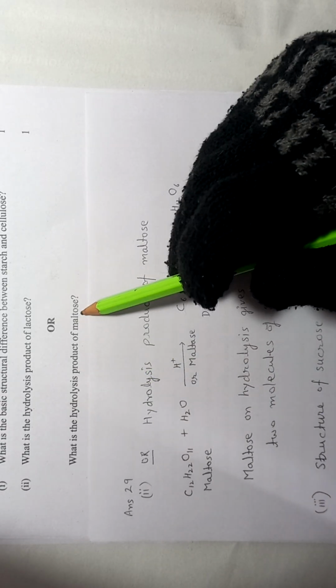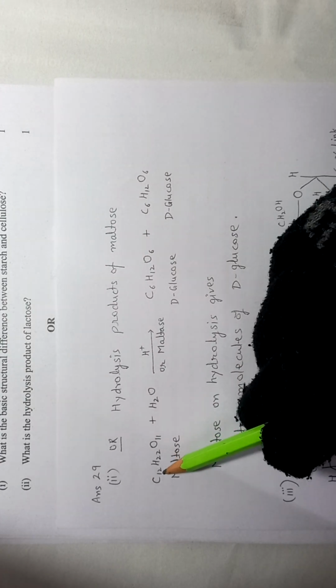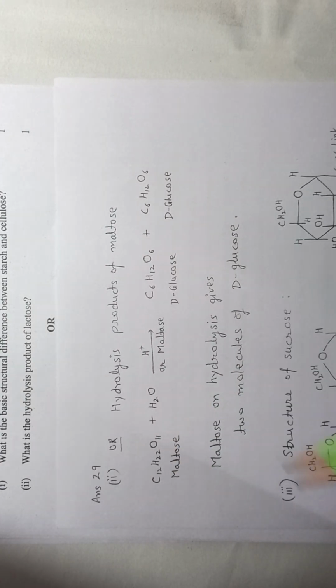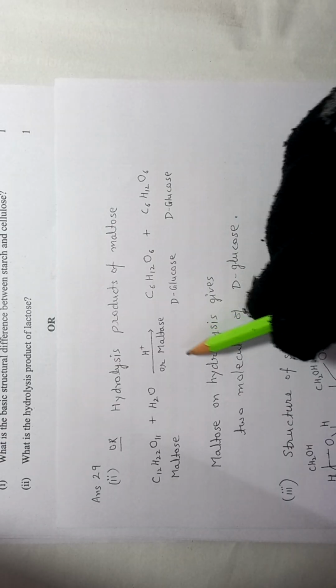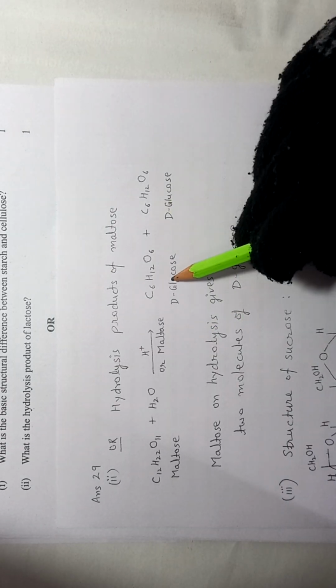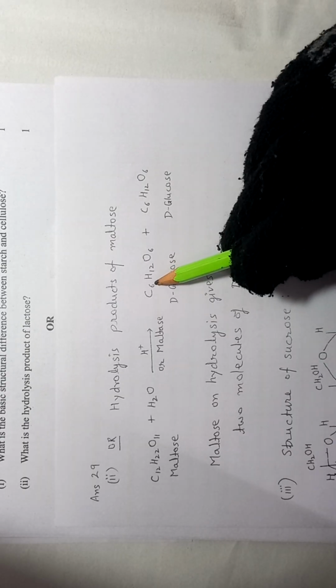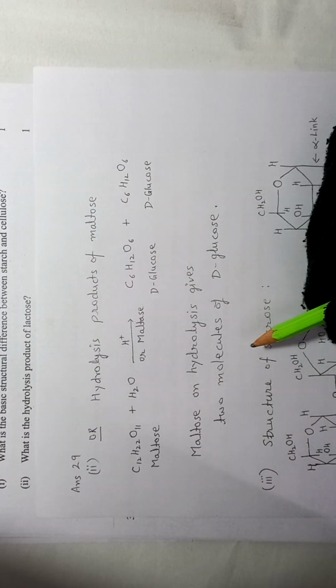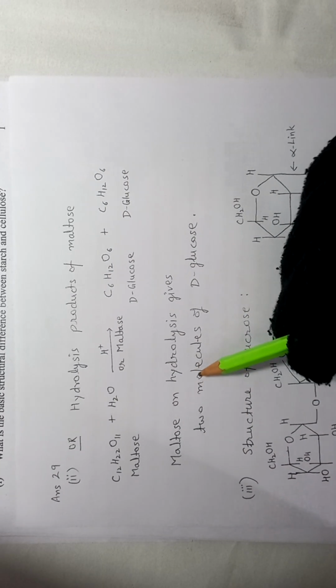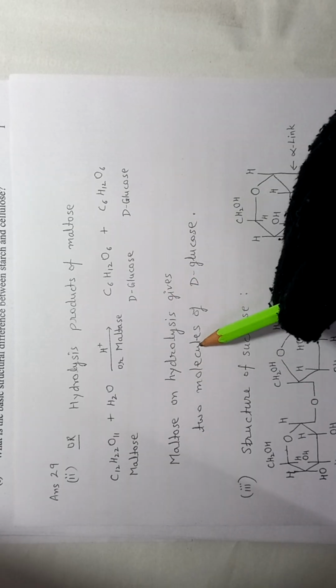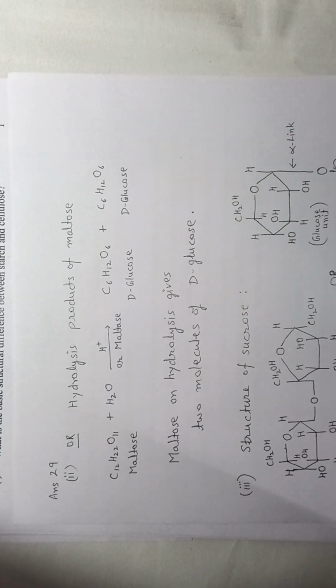Now next question is, what is the hydrolysis product of maltose? So this is maltose. Maltose also has the same formula, C12H22O11. This is also a disaccharide, and here we get both units as D-glucose. Both are alpha-D-glucose. So maltose on hydrolysis gives 2 molecules of D-glucose.